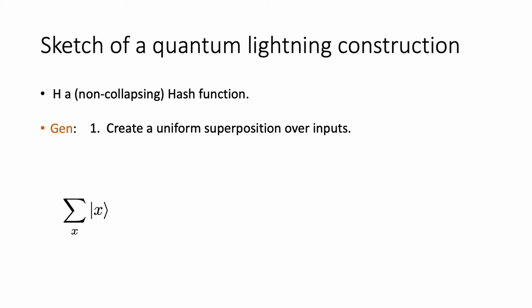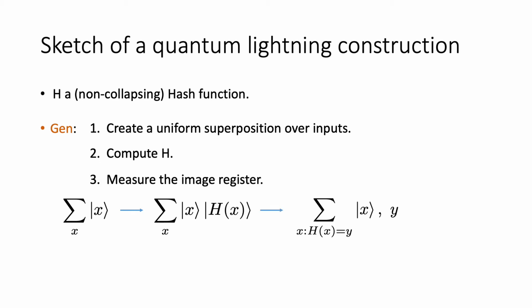The first step is to create a uniform superposition over all inputs to the hash function H. Let's say that these x's are n-bit strings. The second step is to compute the hash function H in a second register. And the final step is to measure the second register, the image register. Now let y denote the outcome of this measurement. So conditioned on obtaining y as an outcome, the first register collapses to a superposition over only pre-images of y under H. And we'll say that the first register is the quantum banknote, and y is the serial number.